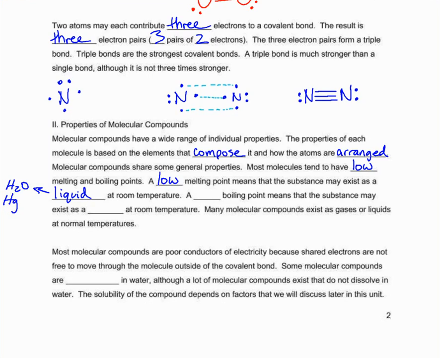A low boiling point means that the substance may exist as a gas at room temperature. And for this, we could look at oxygen gas, or CH4, which is methane, the main component of natural gas, or CO2. Those are some examples. So many compounds exist as gases or liquids at normal temperatures.